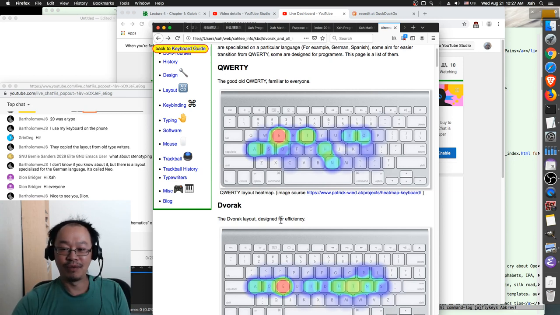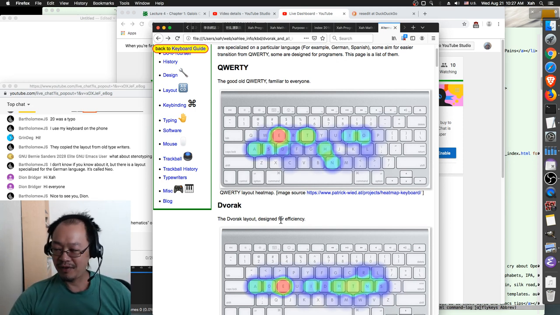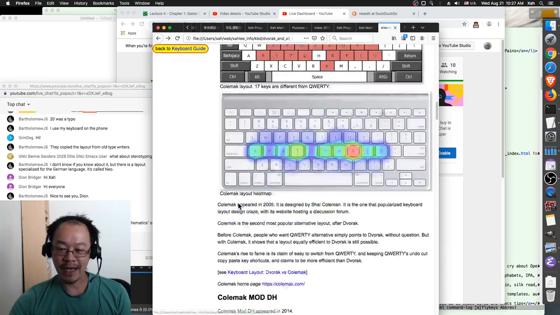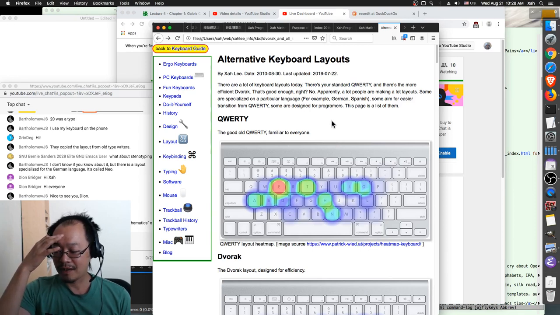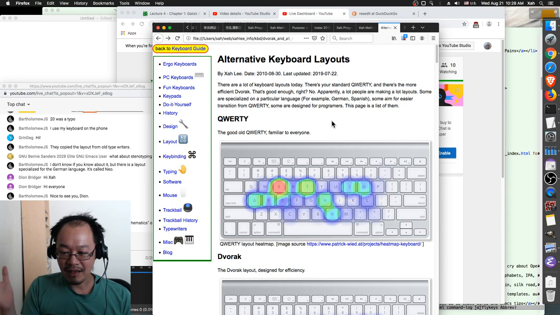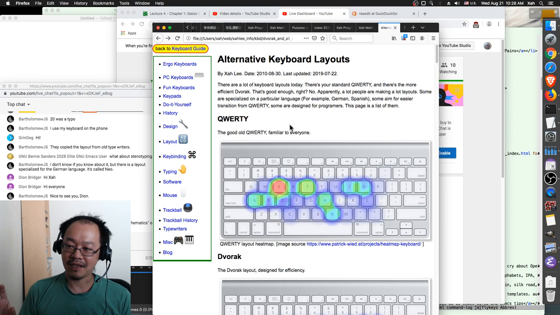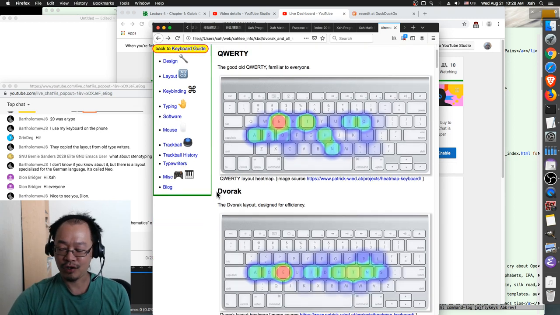If you need to go around and use other people's computers all the time, then Dvorak is not for you, okay? Stick with QWERTY, that's probably best. And similarly for Colemak and others, okay? Because QWERTY is just the standard. So, let's wrap up that question. That is about whether you should switch to an alternative layout.